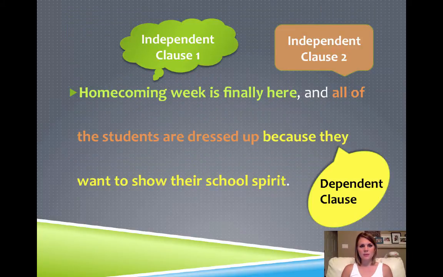Okay, here's another example. Homecoming week is finally here. Yay! And all of the students are dressed up because they want to show their school spirit. So I have these labeled for you. Homecoming week is finally here is 1 independent clause. Then you have a comma and a fanboys conjunction. All of the students are dressed up. That's the 2nd independent clause. Because they want to show their school spirit is the dependent clause, which starts with the subordinating conjunction, which you memorized, because.